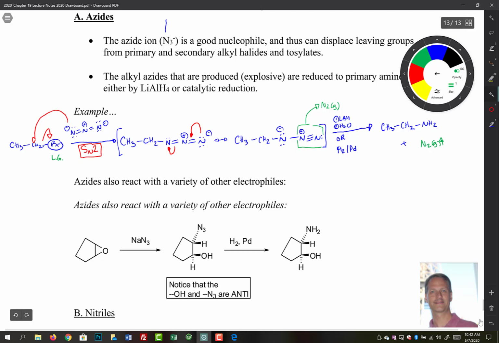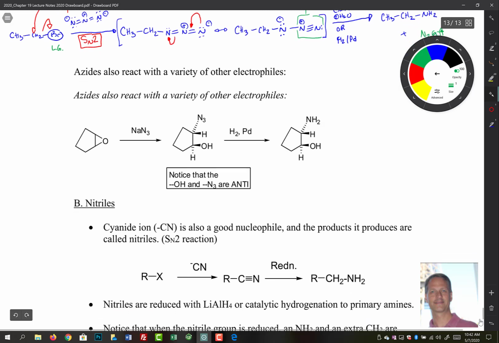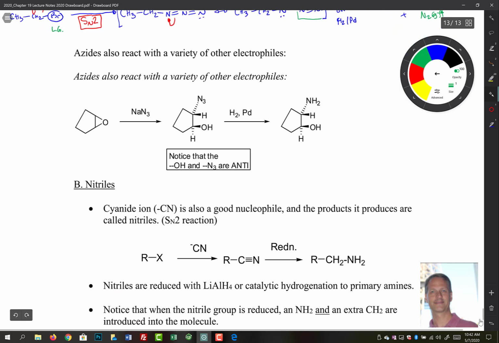Azides also react with all sorts of other electrophiles other than alkyl halides. So we could react with epoxides, for example. So here's an epoxide, NaN3, opening up. As we open that up, remember that N3 and the OH, or the oxygen that leaves, will be anti to each other. Right? So remember that's that three-membered ring principle. And then here we're doing a reduction. So H2, palladium, takes that down to an amine.